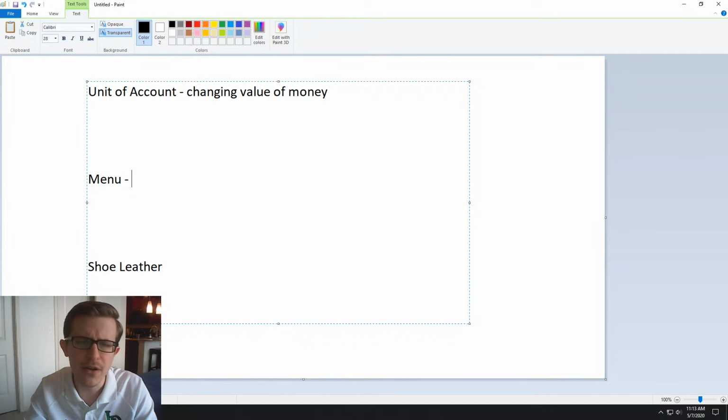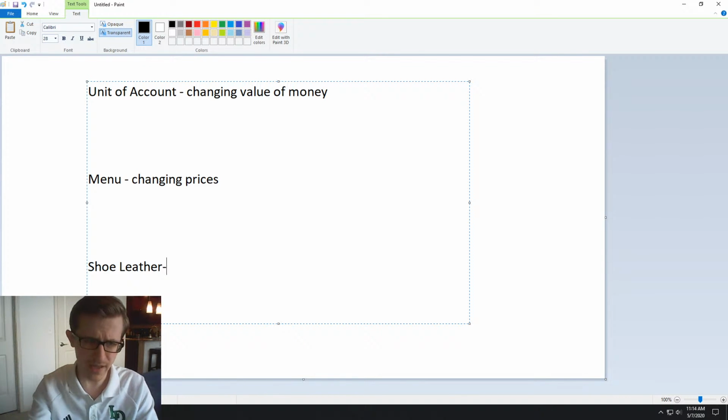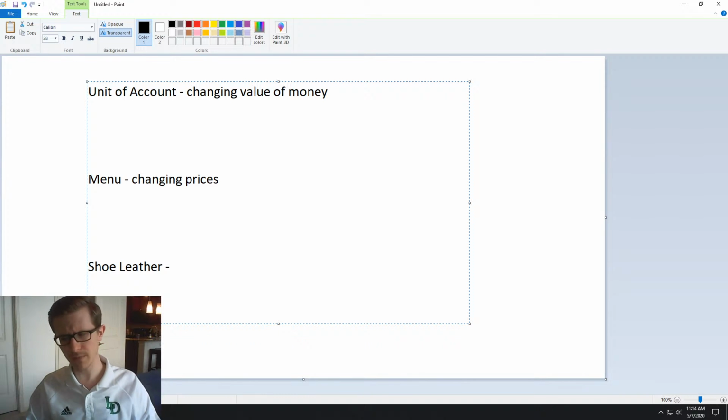So anyways, menu costs. This is businesses having to change their price tags on things, or changing their menus. Every time prices change, if there's been 5% inflation, then restaurants need to make their menu prices reflect that, or stores need to make their price tags reflect that. And it costs money to do that because they're spending money on the raw resources. And then shoe leather is more so a historical one.